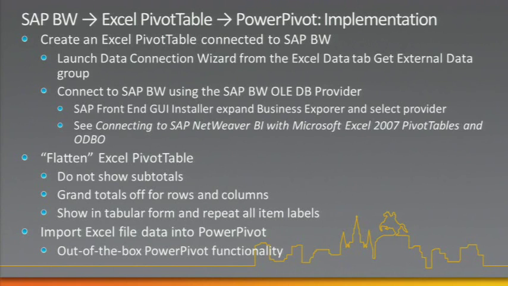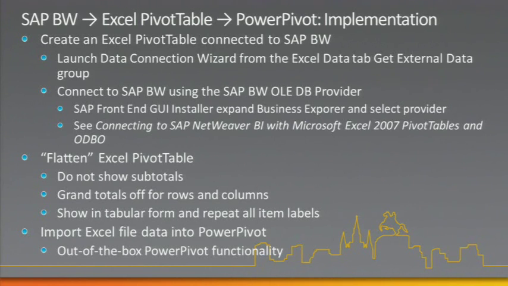So launch the wizard from the Data tab. We're building an Excel pivot table. Connect to BW using that provider. In terms of getting that installed, when you do the regular front-end GUI install, there's an option for Business Explorer, and you open that up and make sure you select the provider. There's a white paper on how to do this, and at the end of my presentation, I give the link for that as well. This white paper will help walk you through all the potential difficulties you might have.